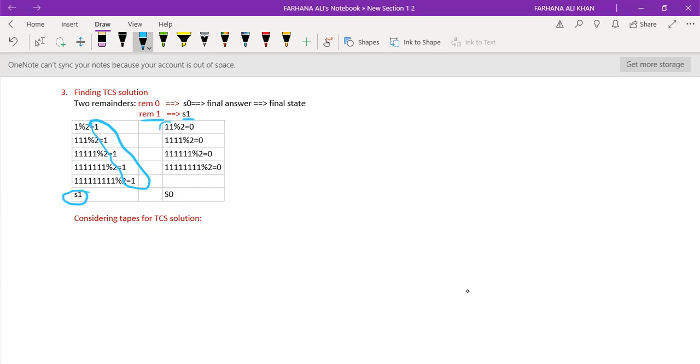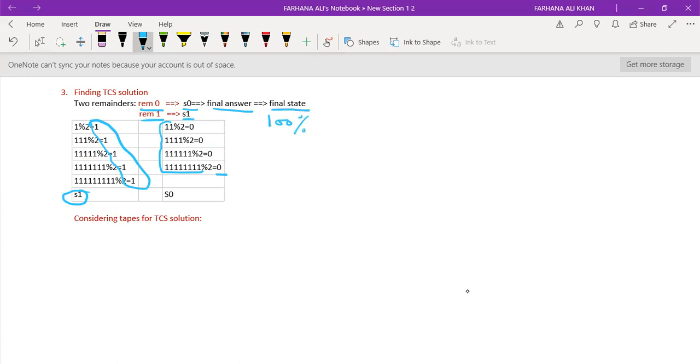All the numbers 2, 4, 6, 8, which are completely divisible by 2, have the remainder 0. The situation of numbers having the remainder 0 is indicated by the name S0. Now what is S0? S0 contains the answer to your question, where to find the numbers which are divisible by 2. So this is the final answer. This contains the 100% solution of your question. So this is, we can say, the final state.